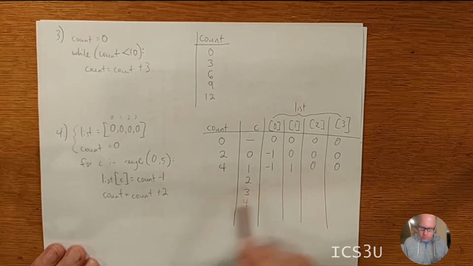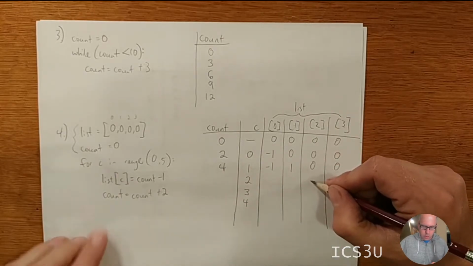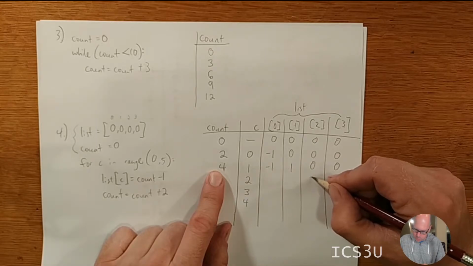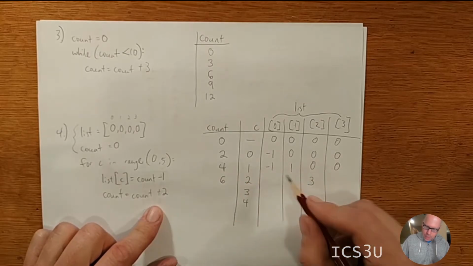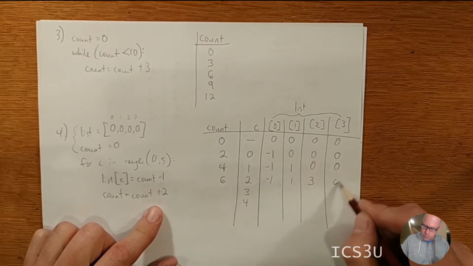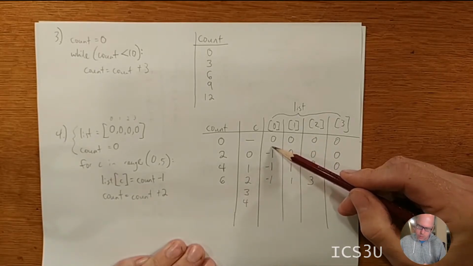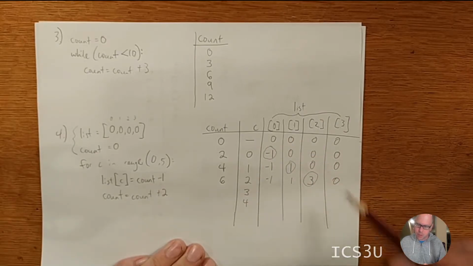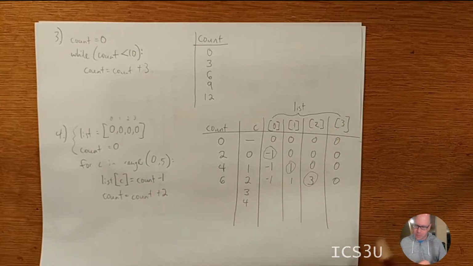So when C is 2, we're going to be modifying list at location 2, and that's going to be equal to the most recent value of count, 4 minus 1, so 3. And the value of count changes by 2, so now it's 6, and everything else stays the same. This might help you understand things. If I circle all the values that change, so that value changed in that row, that value changed in that row, that value changed in that row, everything else stayed the same. I'm only doing that for the list.